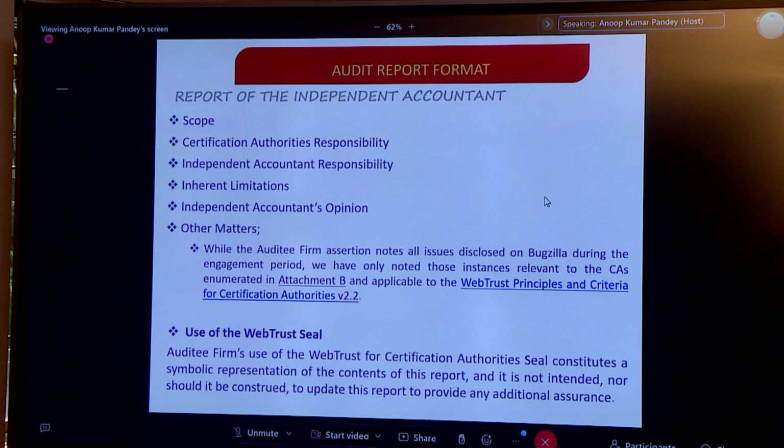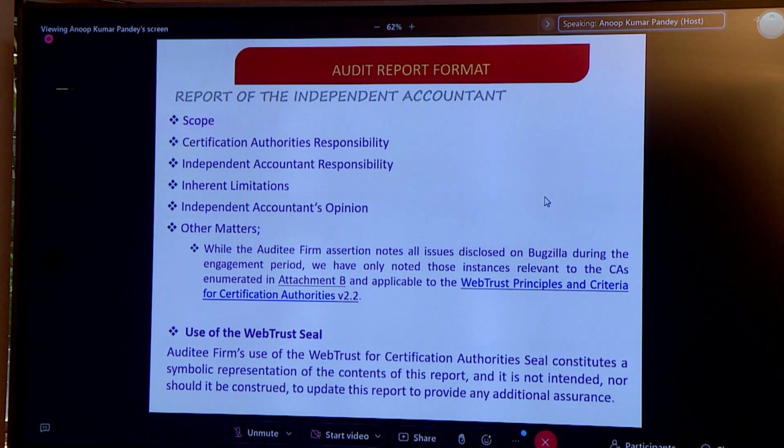As for the audit report format, there is a fixed report format prescribed by WebTrust. Though the checklist is not prescribed, the audit report format is finite and they have defined in what format we have to report. Basically it has a scope, the certification authority's responsibility, the independent accountant's responsibility, the inherent limitations, the independent accountant's opinion, and other matters. There is some declaration also.